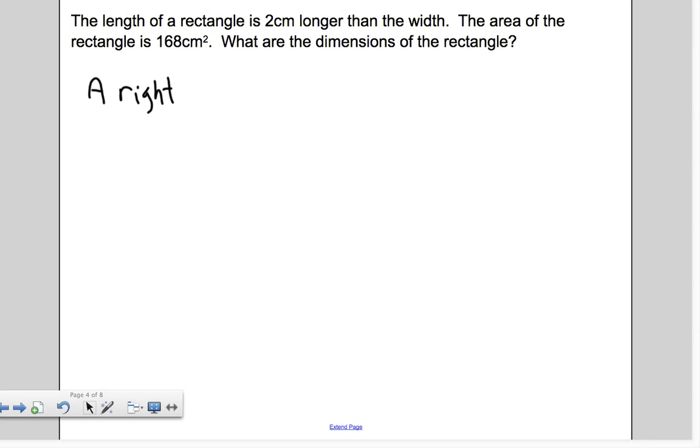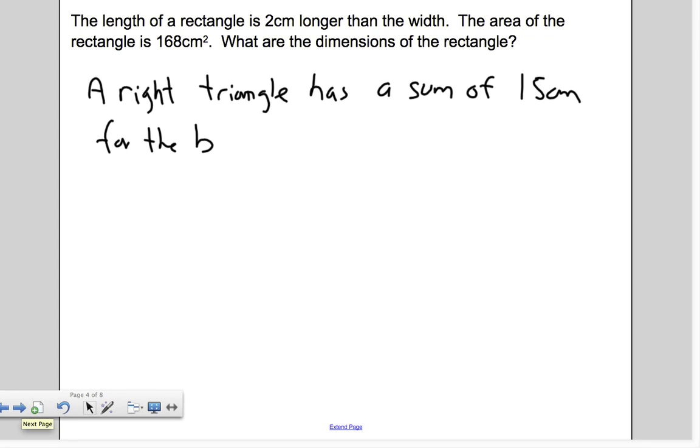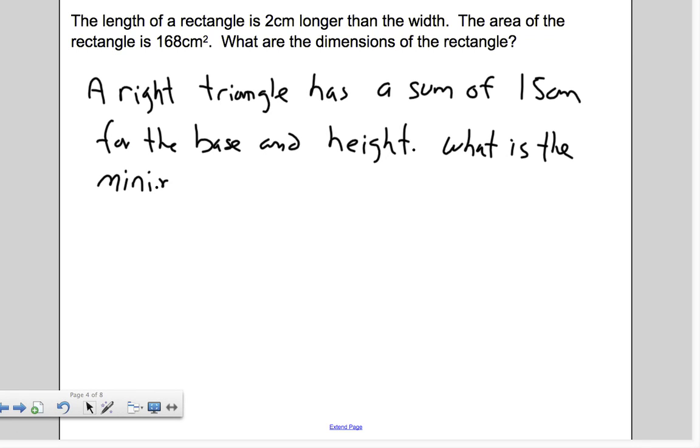Sine, cosine, all that. Okay, a right triangle has a sum of 15 centimeters for the base and height. What is the minimum value of the hypotenuse?